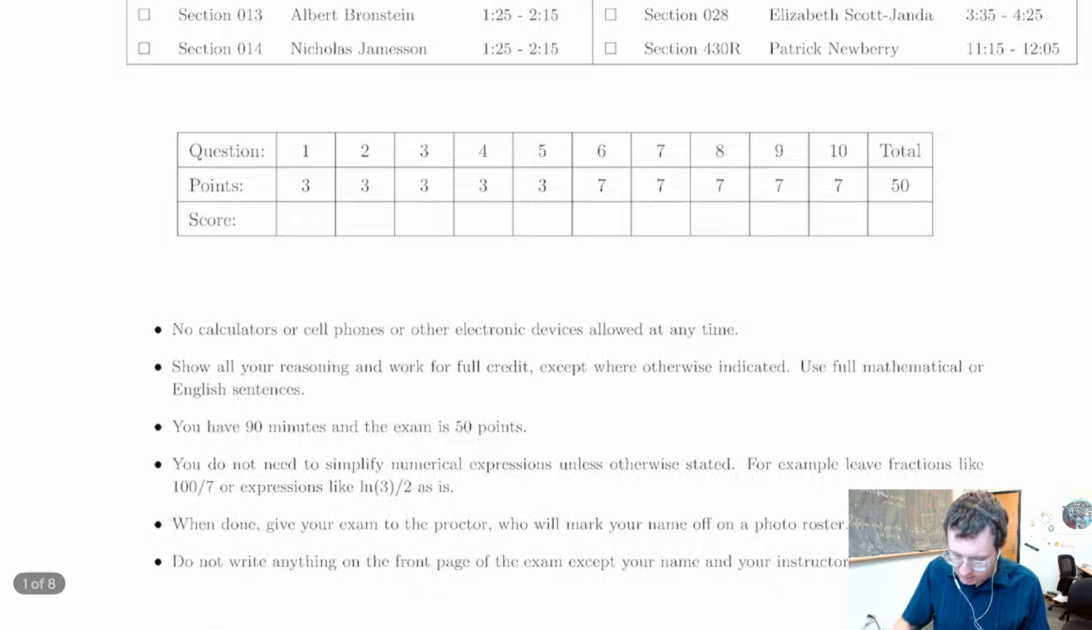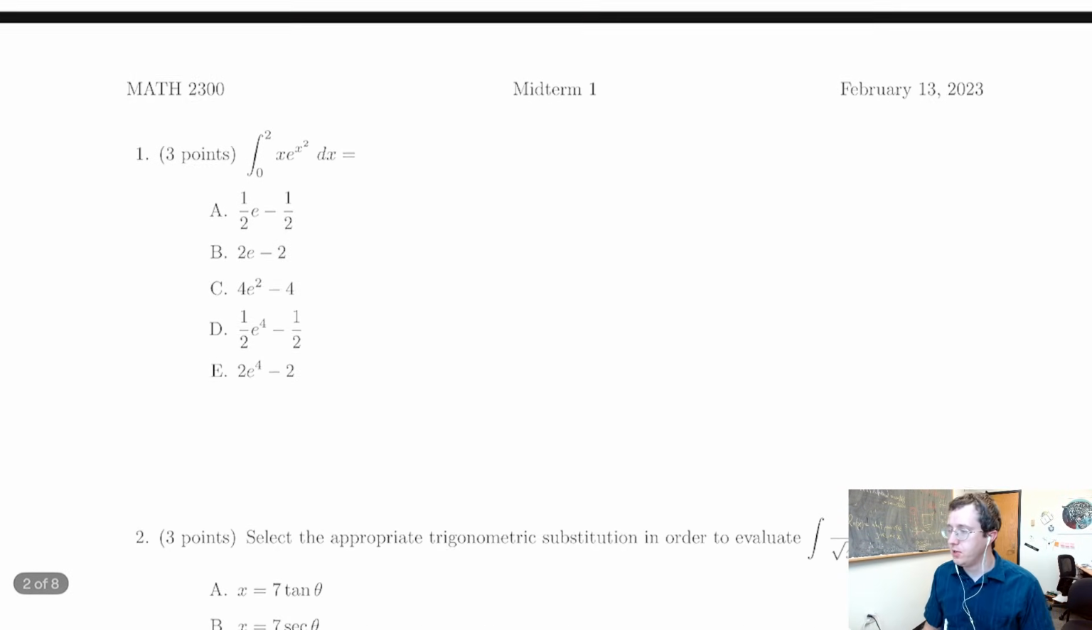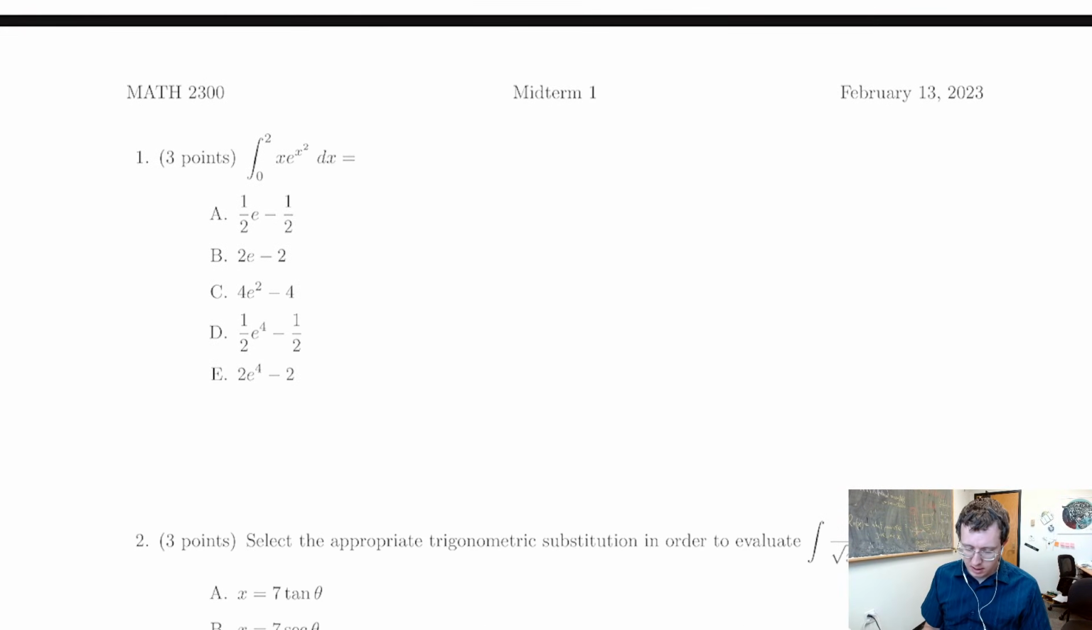Alright, so this is the Spring 2023 midterm. The first question here is a definite integral. Right away I notice we have an x squared and we have an x. X is almost the derivative of x squared. The derivative of x squared would be 2x, so I'm just missing that constant multiple of 2, but that constant multiple is not an issue. Whenever I see a function and its derivative, that's a good indication that u substitution is going to be the way to go.